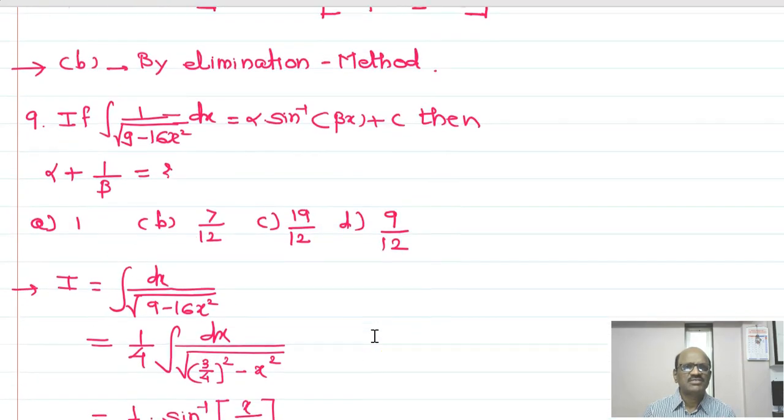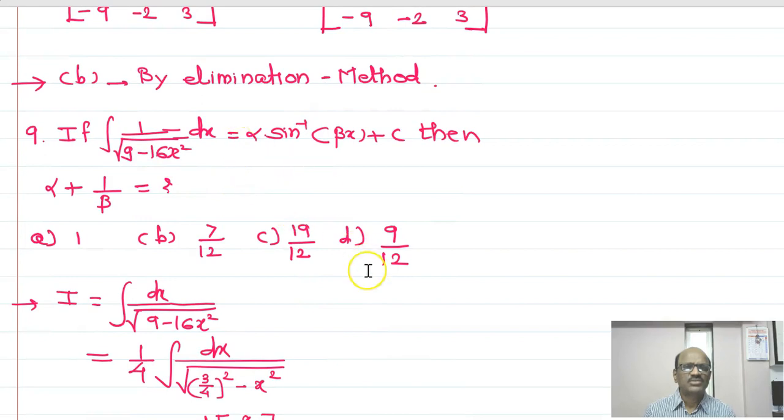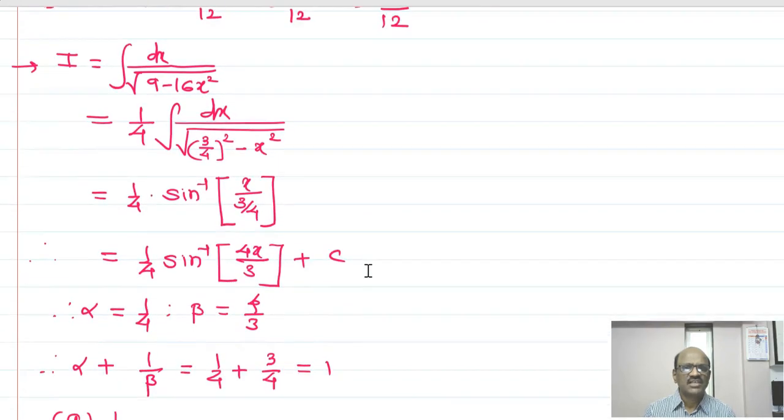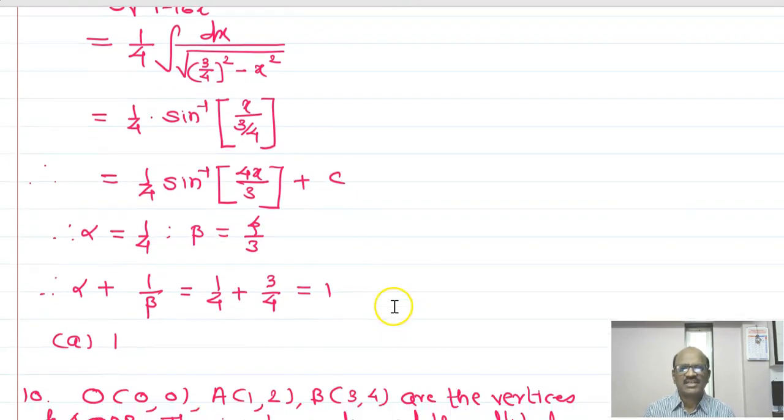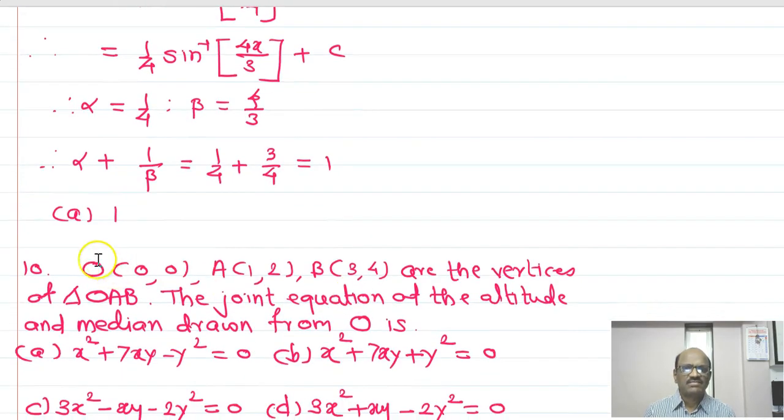Now comparing with the given, alpha means the coefficient of sine inverse of bx plus c, and here alpha is equal to 1 by 4. And what about beta? Beta is 4 by 3. And after the calculation, alpha plus 1 upon beta, that means 1 by 4 plus 1 upon 4 by 3, which means 3 by 4, and the calculation comes to 1. Therefore option A is the correct one.